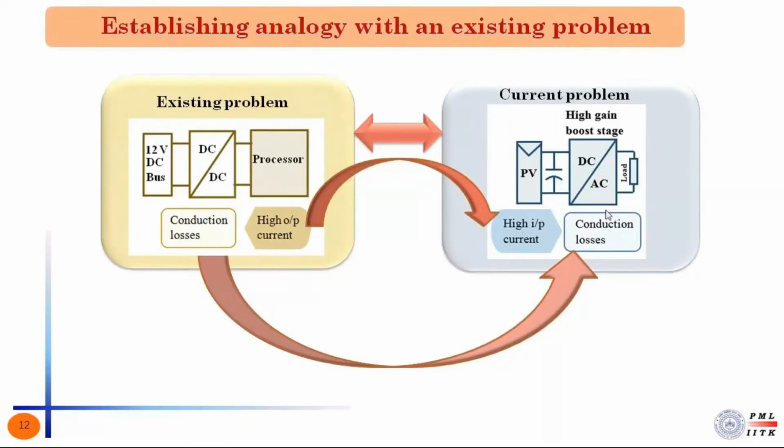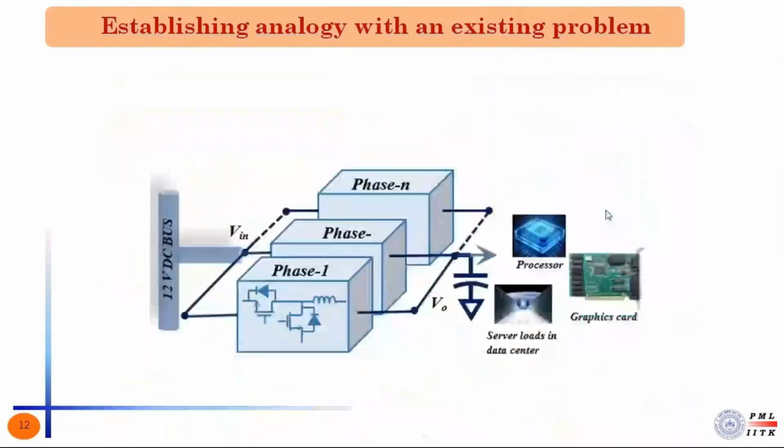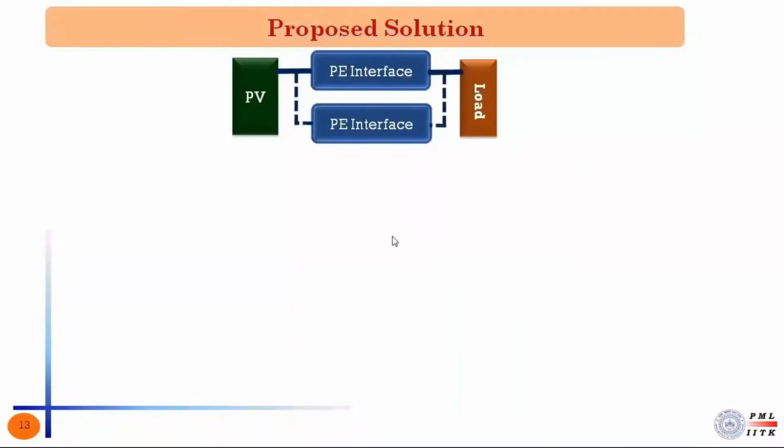So in case of VRM, how is this problem dealt with? The researchers have found out that paralleling various phases of VRMs and operating these parallel phases in an interleaved fashion improves the efficiency significantly. So now the question is, can this strategy be implemented in case of CFSI also? Answer is yes, it can be implemented. In fact, it can be implemented in two ways.